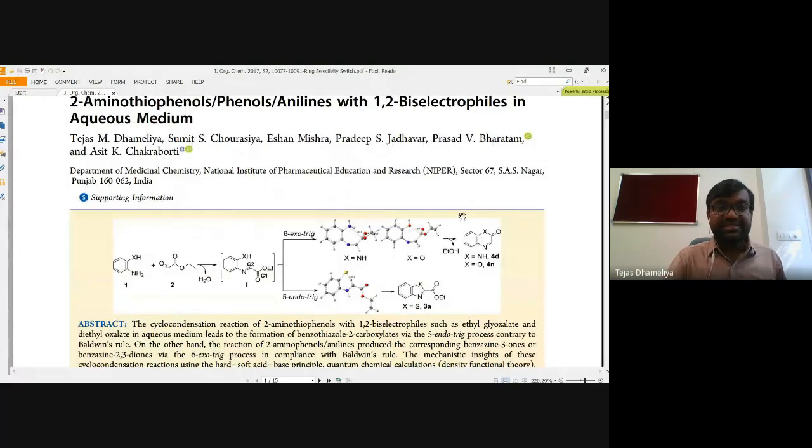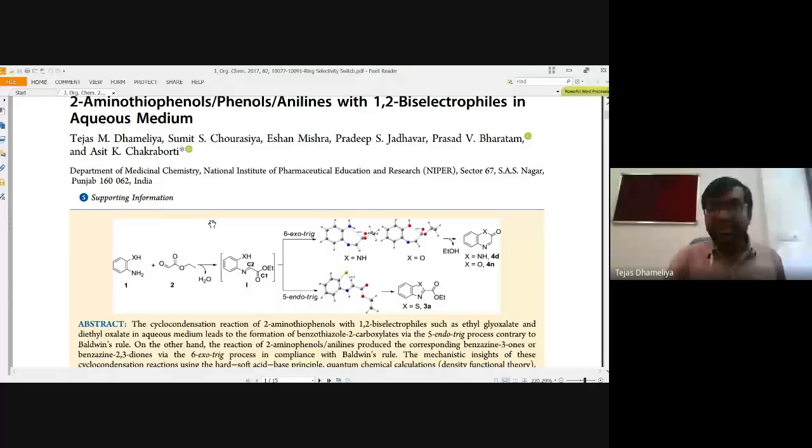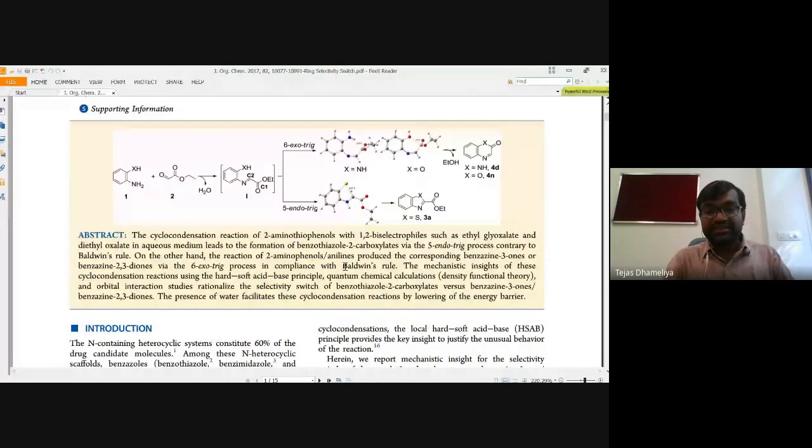In some of the cases, this 6-exo-trig, where X is nitrogen or oxygen, then this product was formed. In some of the cases when X is sulfur, then with phenol, it will form a different product. So this may also be studied in the context of Baldwin's rule.